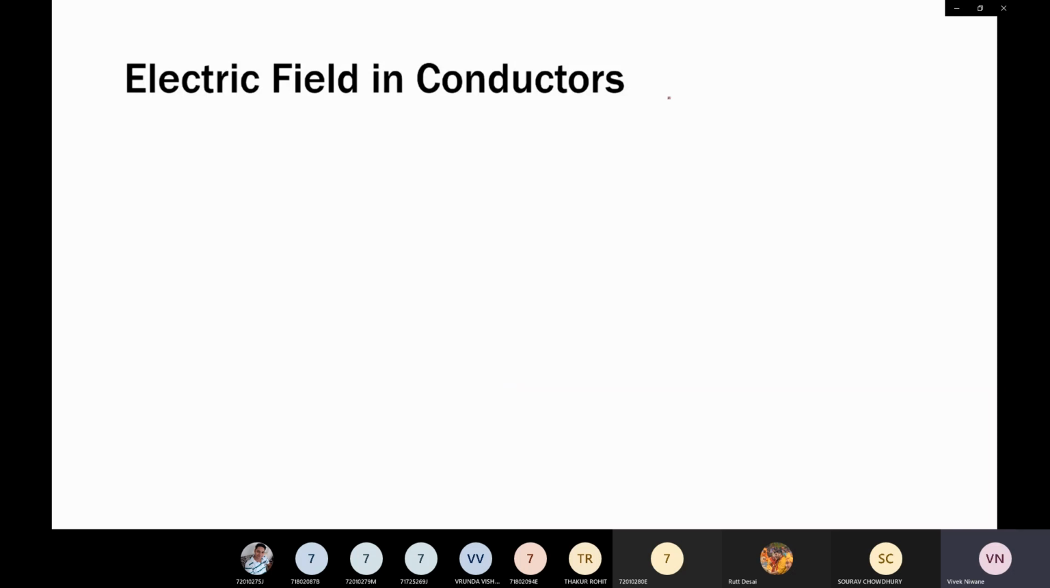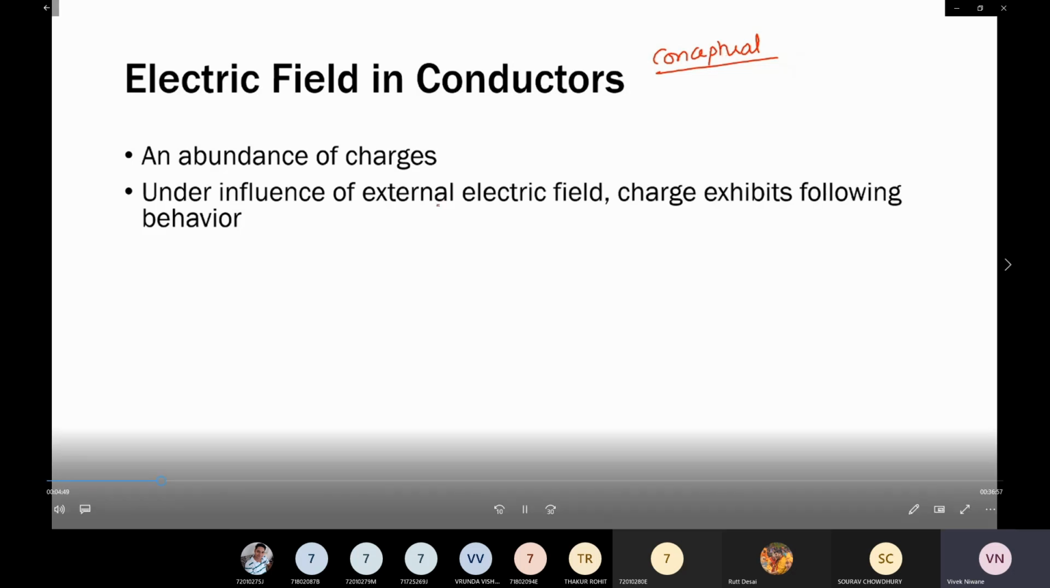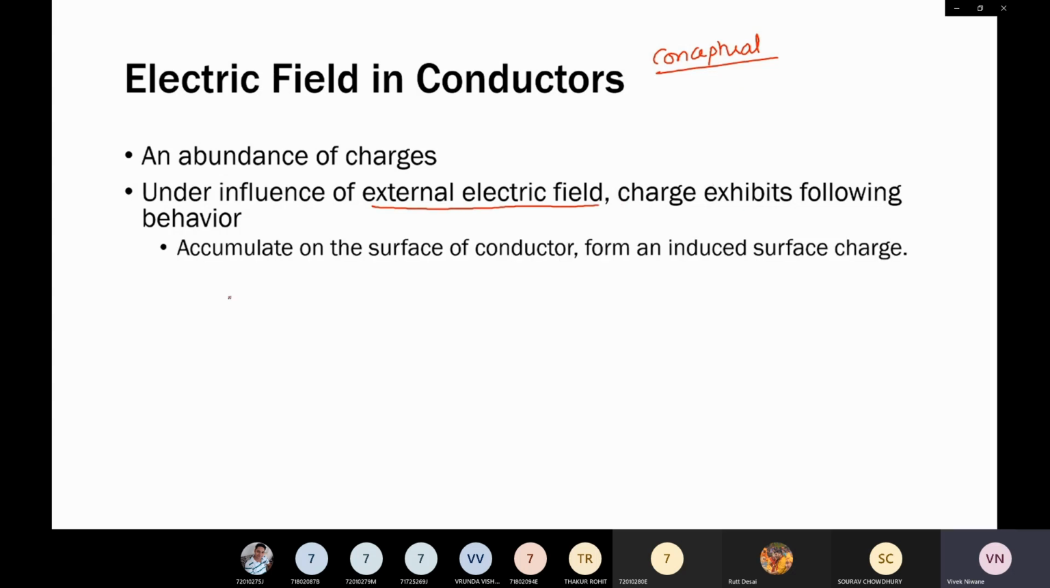This is a very conceptual topic. What exactly is happening and why it is happening, let us see. So, a conductor always has an abundance of charge, lots of free charges. Under the influence of an applied external electric field, charge exhibits the following behavior. They accumulate on the surface of the conductor.